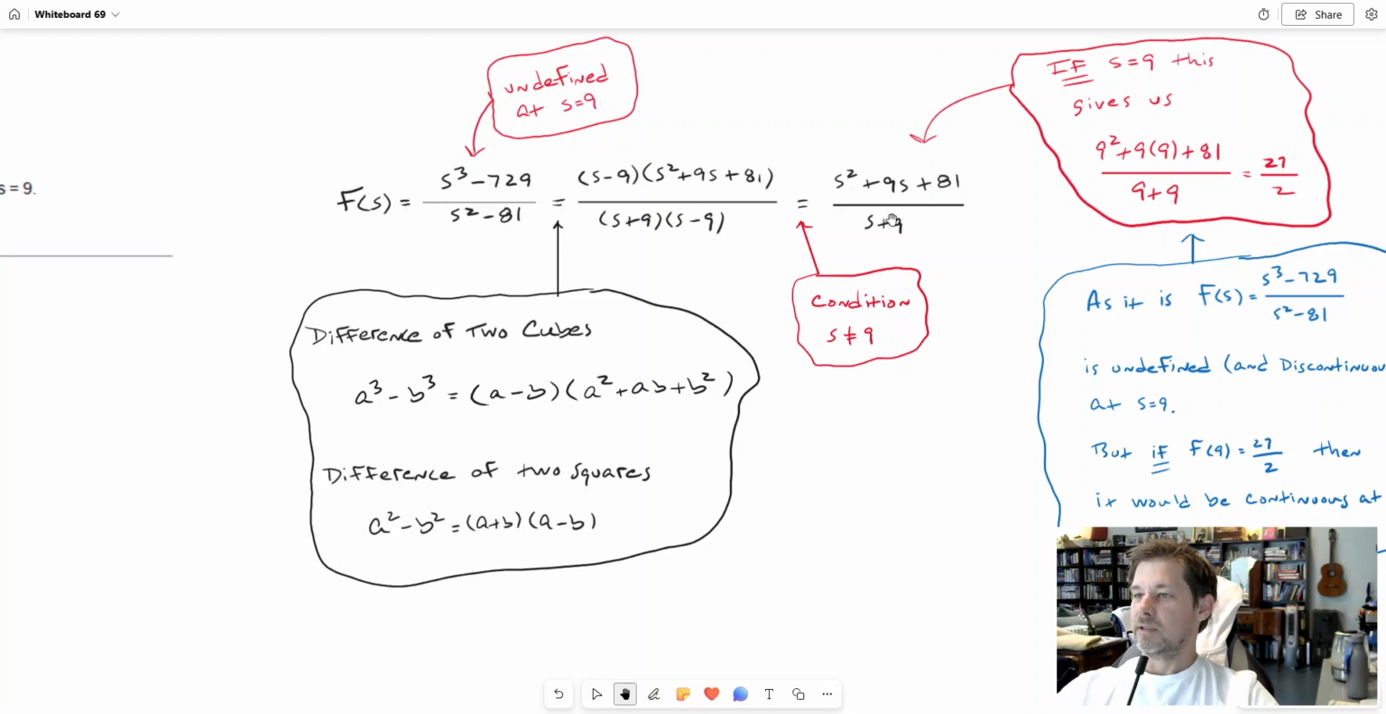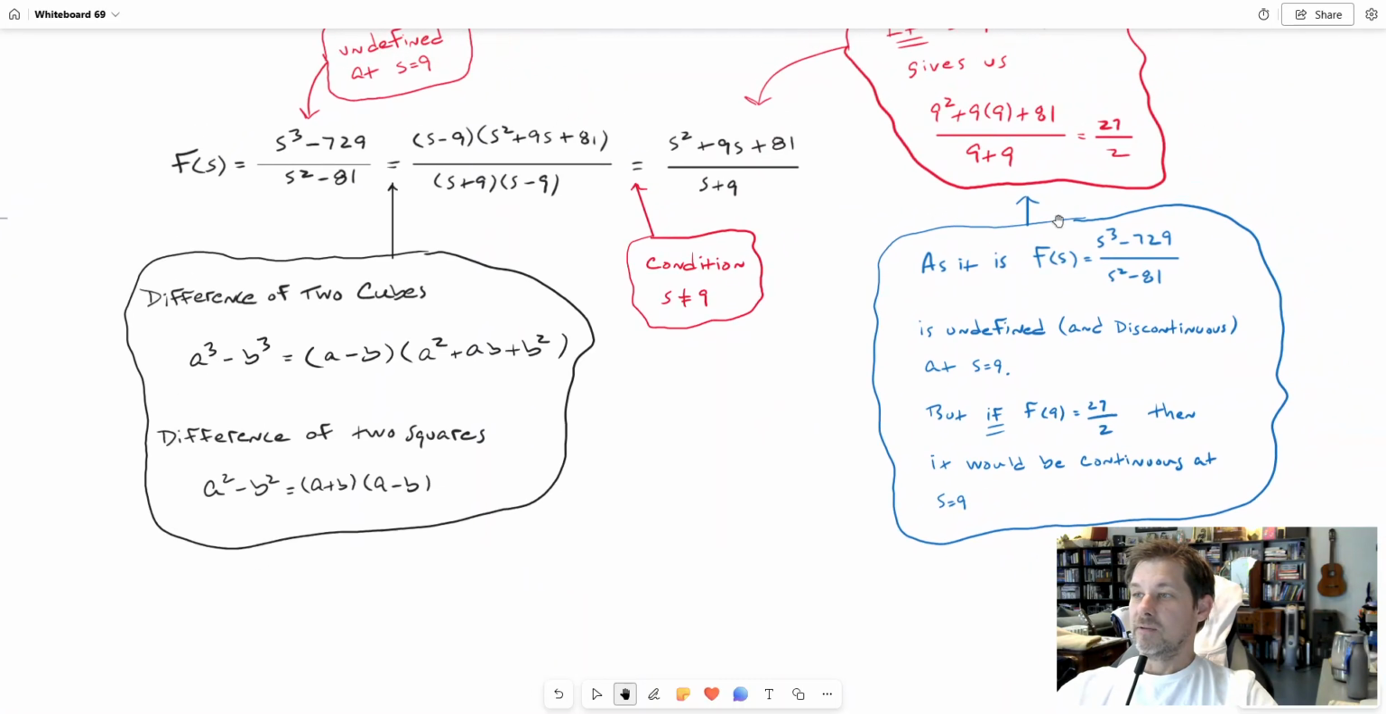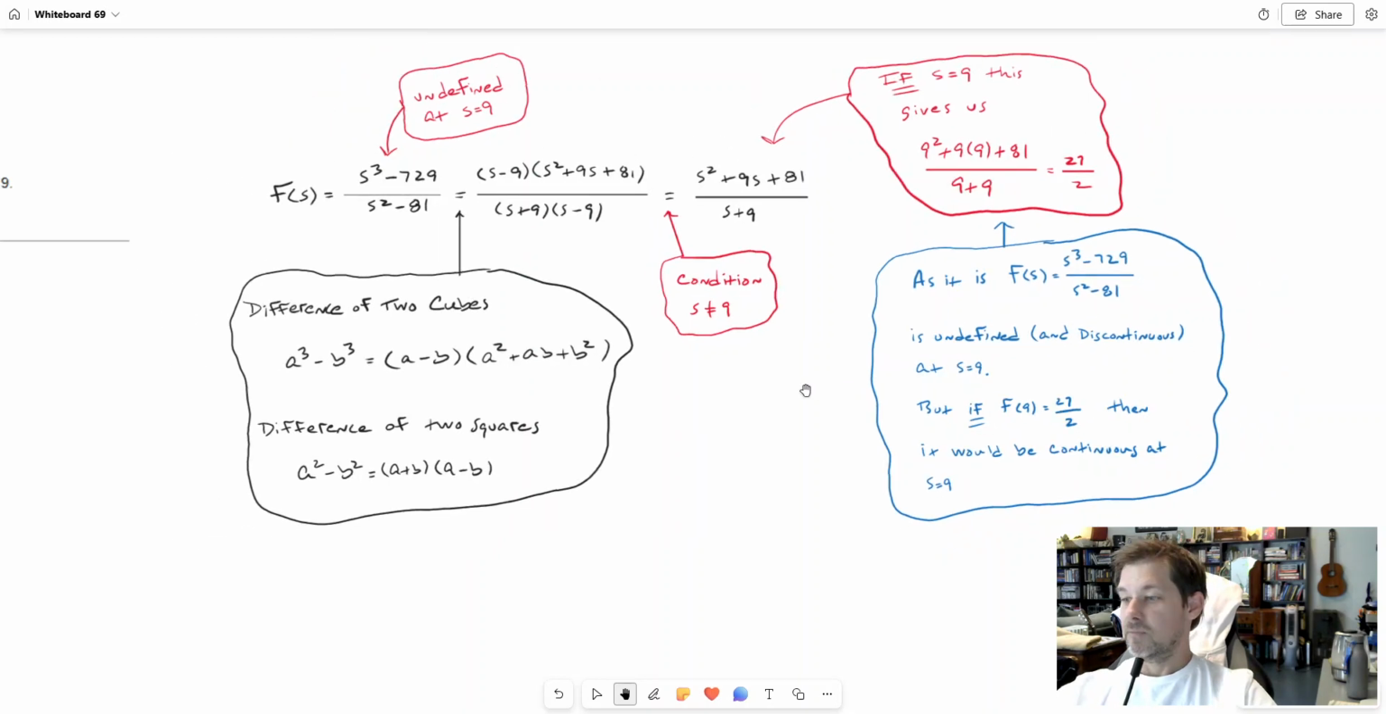Now, this is the same thing as that in every way, except for at 9. This one's undefined at 9, but this one gives me 27 over 2 if you put 9 in. So if this one only gave me 27 over 2, then it would be continuous. It's a graph of some kind that has a hole in it where x is equal to 9. But if that point was 9 for x, 27 over 2 for y, then it would be filled in. There wouldn't be a hole in the graph, and it would be continuous in that case.